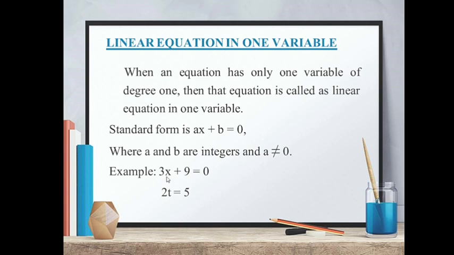So here you notice that only one variable is given with degree 1, and in this example 2t equals 5, here also t is the variable with degree 1, so we can say it is a linear equation in one variable.